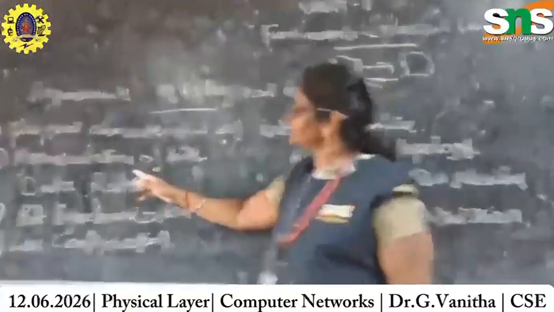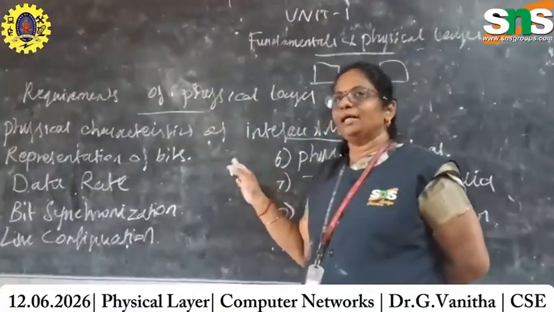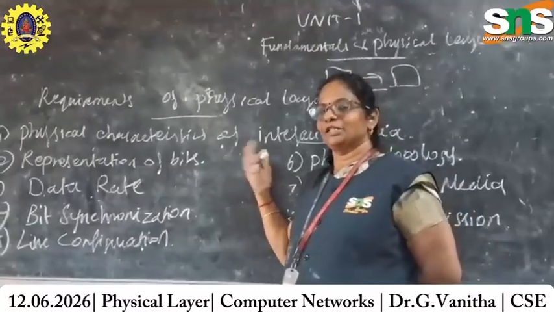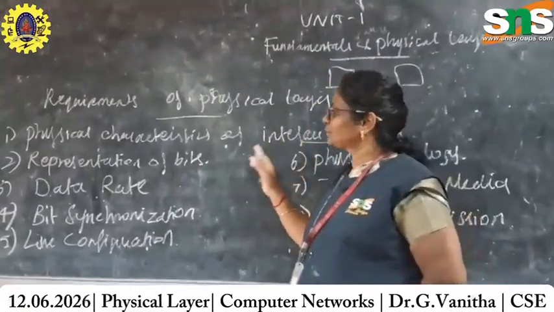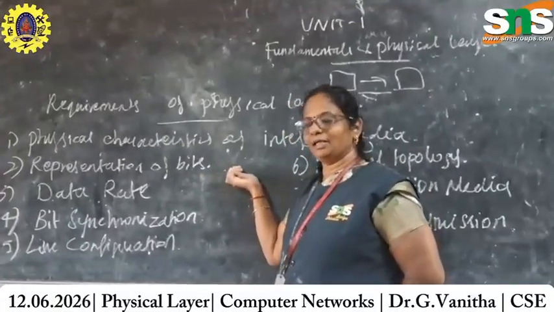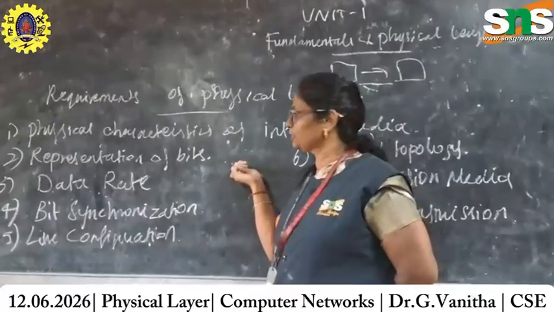The next one is representation of bits. Whatever the data is, it must be zeros and ones. It will be converted into signals, zeros and ones, to transmit from the source to the destination. So the information we give will be converted into bits, zeros and ones.